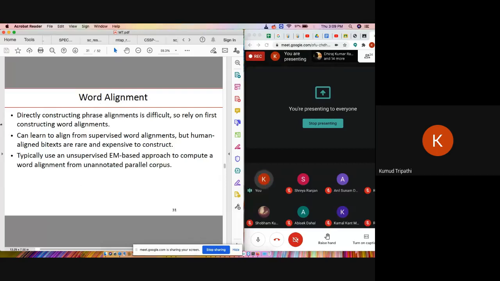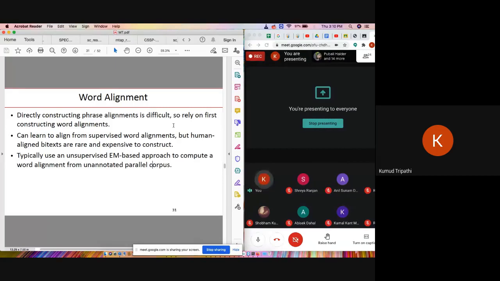So, word alignment. Directly constructing phrase alignment is difficult. Phrase alignment means, suppose you want to align one sentence with another sentence. That is very challenging. Even if you try to generate any machine for phrase alignment or sentence alignment, you are never going to get the correct result. This is the analysis of the researchers.